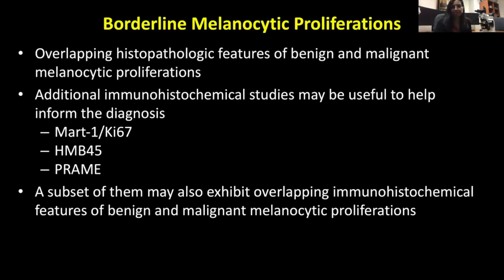Okay. Let me talk a little bit about borderline melanocytic proliferation. As I already mentioned, these lesions show overlapping histologic features of benign and malignant melanocytic lesions. In those cases, we can do additional immunostains, as I mentioned before. Even after doing those immunostains, some of the cases can show overlapping immunohistochemical features of benign and malignant. So not only histology, but also the immunohistochemical features.